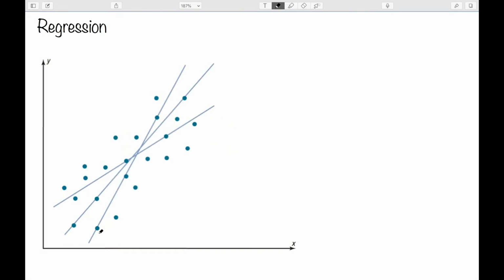As an example, here I have a scatter plot and I have 3 lines here, so which one of them best fits this data? So this is what we're trying to find when we talk about regression.